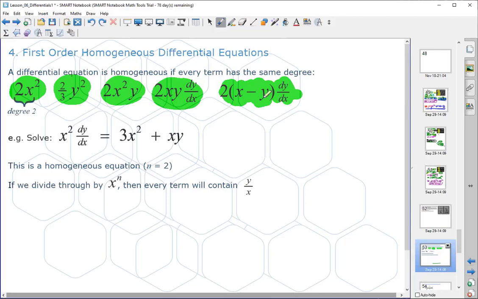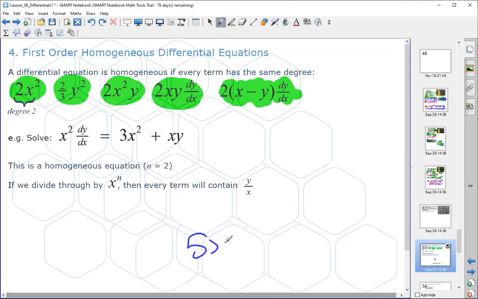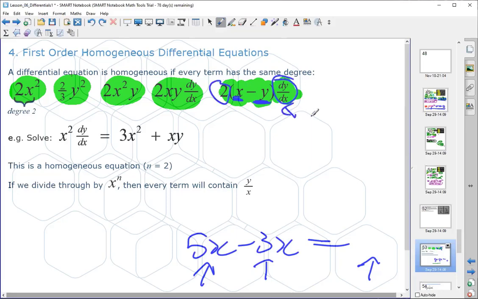It's a degree 2. So what I'm asking is, what do you get for 5x minus 3x? What's the answer? 2x. So degree 1 minus degree 1 is still degree 1. x and y are different, but they're still degree 1 each. So if you do a degree 1 minus a degree 1, you still get a degree 1. And then 2 is just a number, so that doesn't count. So this is degree equals 1.